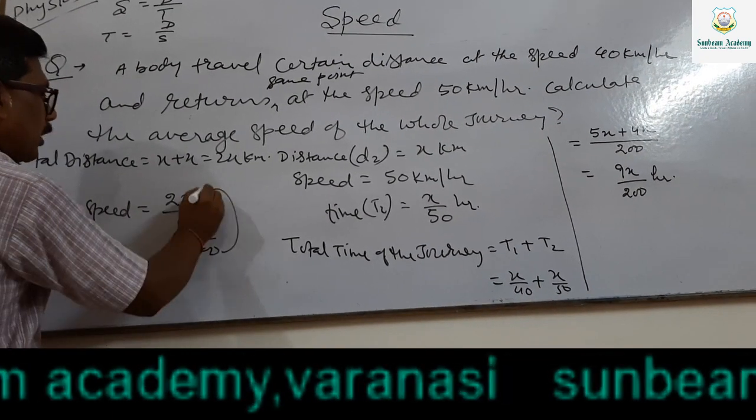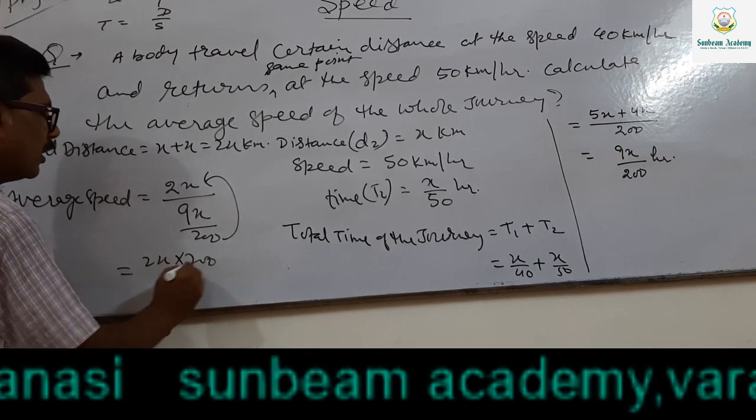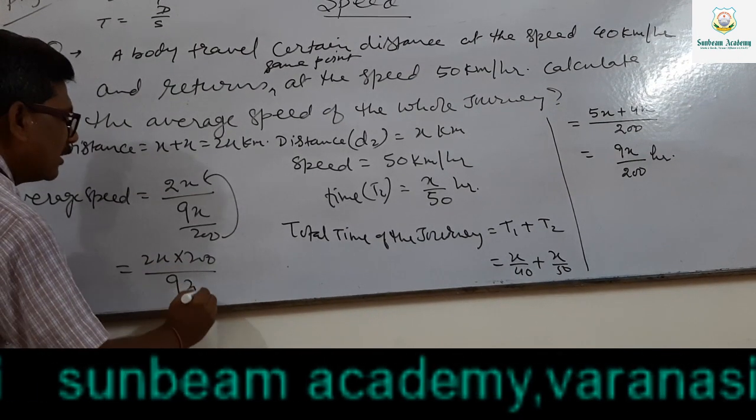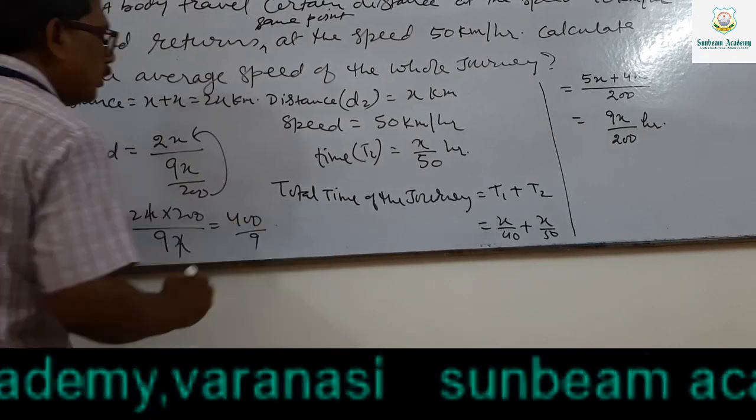This 200 will become in the numerator, that will be 2x into 200 upon 9x. Cancel the 9x and it will be 400 by 9. You divide it.